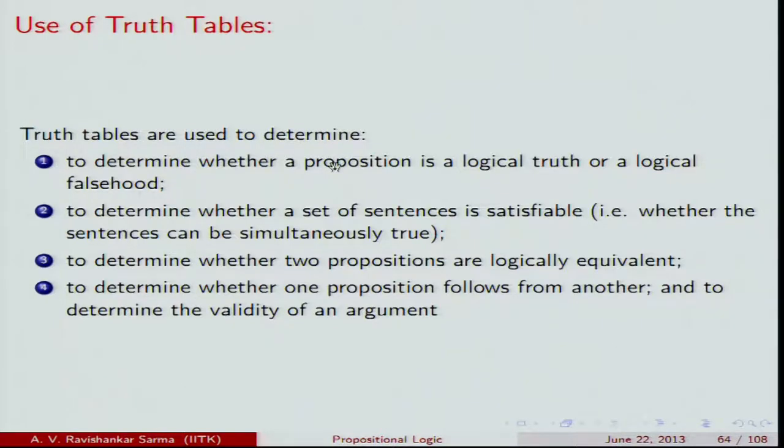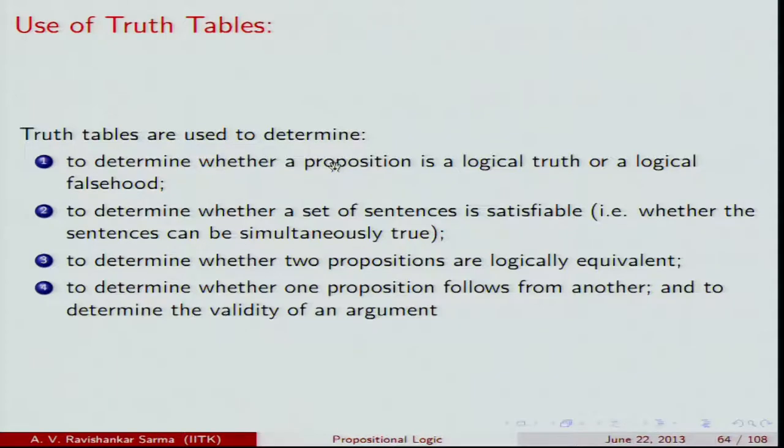So there is a decision procedure method with which you can say that these two are logically identical. That is what we are trying to do in the next few minutes. Using truth table we can find out when two given formulas are logically equivalent to each other. We can also determine whether one proposition follows from another. After all, logic is all about what follows from what.